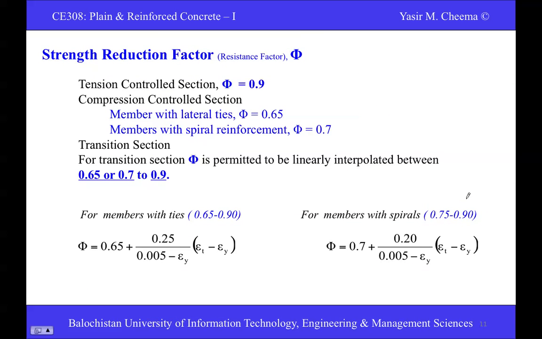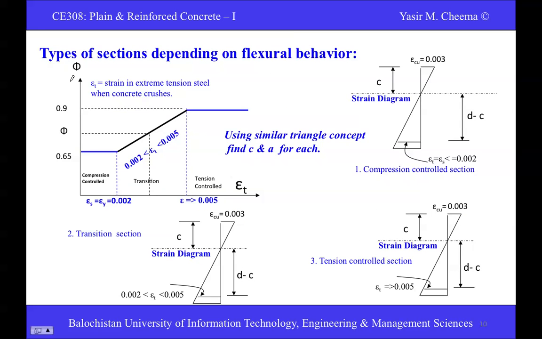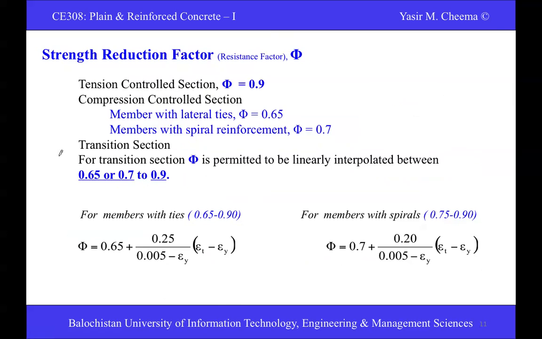I will tell you later. So this is the strength reduction factor, called phi. The value you see on the vertical axis is phi. That is the strength reduction factor. Now for the tension control section, we take the value of 0.9. You see in the diagram also, the previous one is 0.9. It's 0.65 for the compression control section.